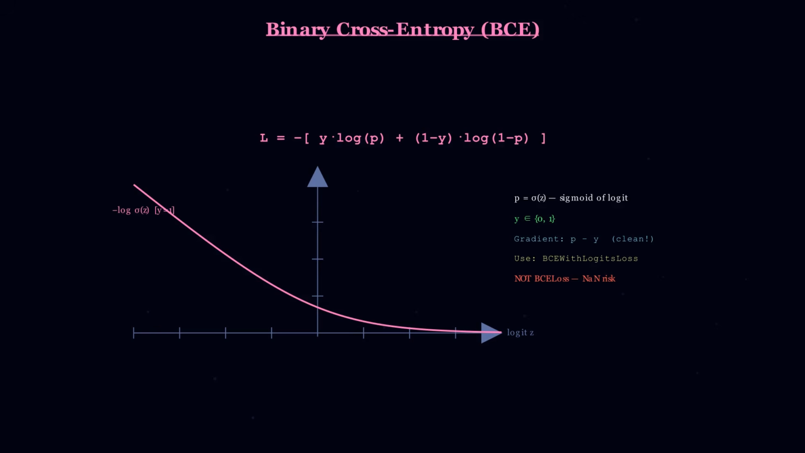The gradient of BCE with respect to the logit z is simply p minus y, prediction minus truth. Clean, simple, and never explodes. Use BCE for spam detection, medical diagnosis, any yes or no output.